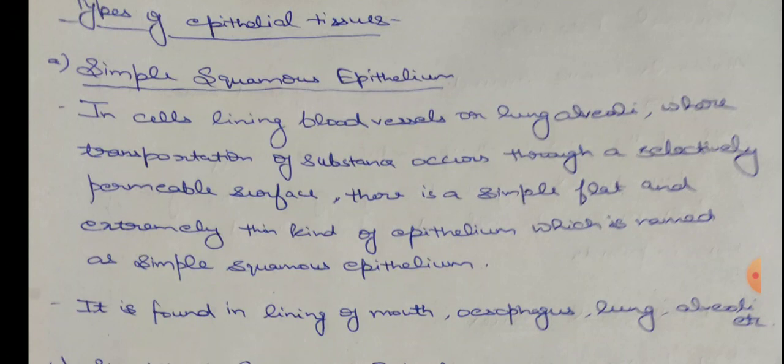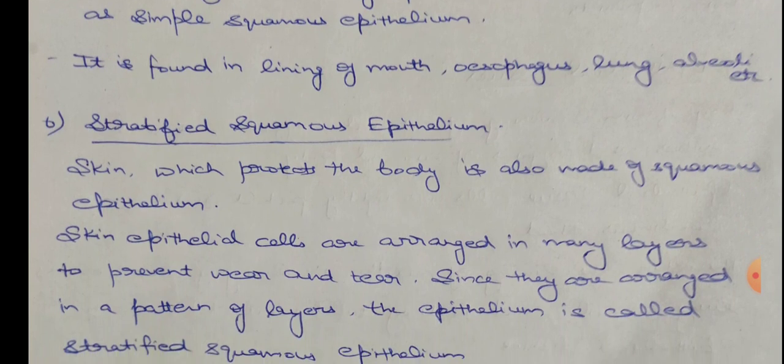The skin which protects the body is also made of squamous epithelium, but it is not simple squamous. The skin is not of simple squamous. We will be discussing it later. It is also squamous, made up of thin layers, but it is not simple squamous epithelium. I hope simple squamous is clear to you. What is the main characteristic of simple squamous? That the cells are simple, flat and extremely thin, and present where the transportation of substance has to occur. Clear?